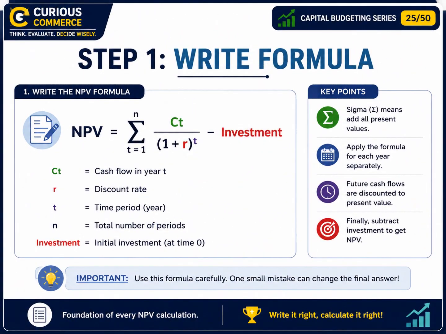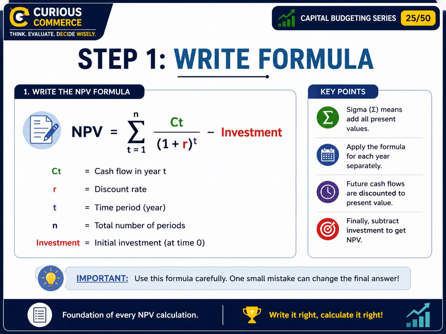Now we will start with the formula. The NPV formula is NPV equals sigma CT divided by (1 plus R) to the power of T, minus investment. CT means cash flow at time T, R means discount rate, T means the time period. The sigma symbol means add all discounted cash flows. Very important point. We do not add future cash flows directly. We first discount each year separately.